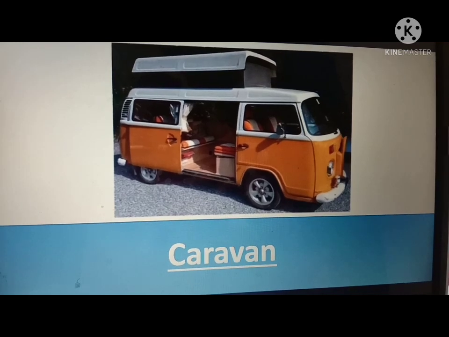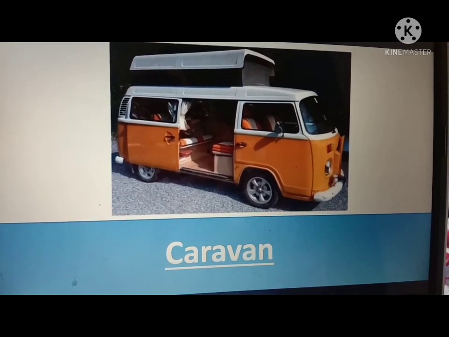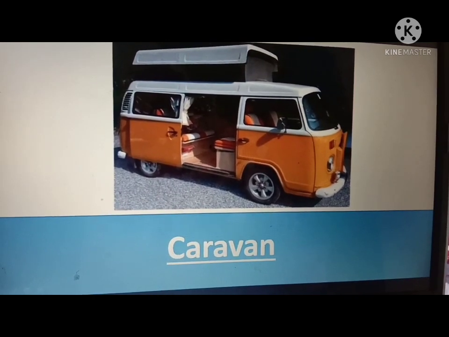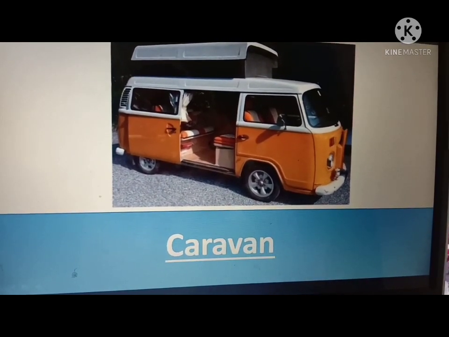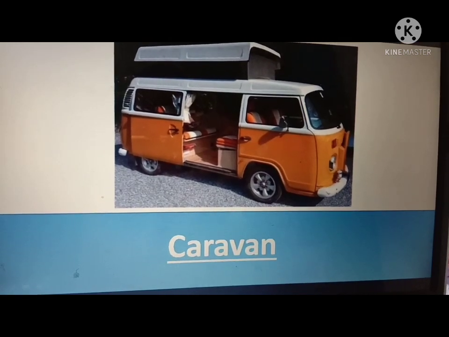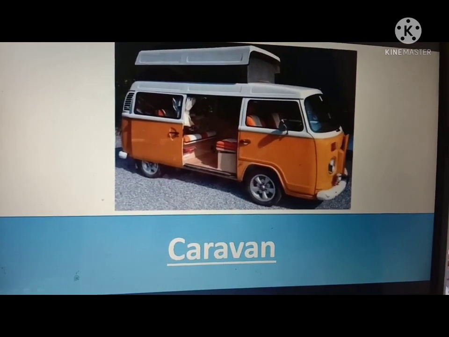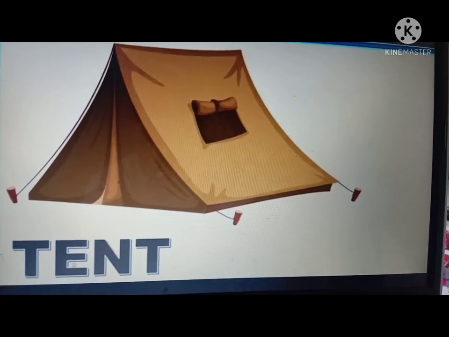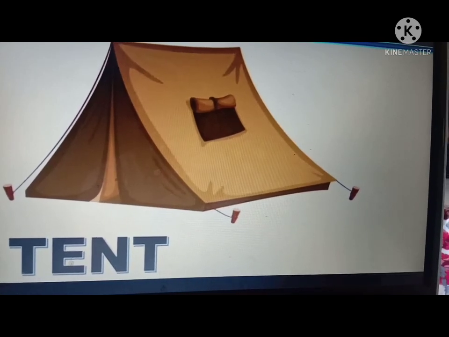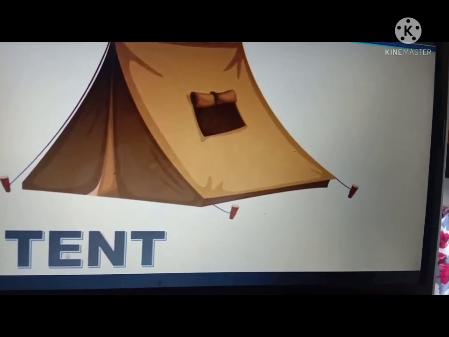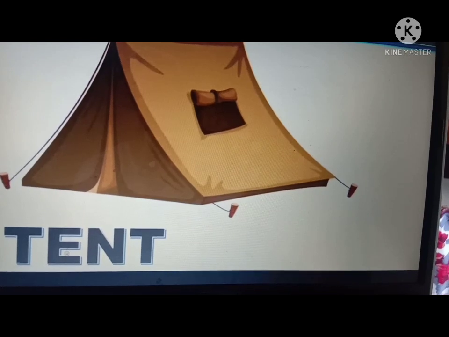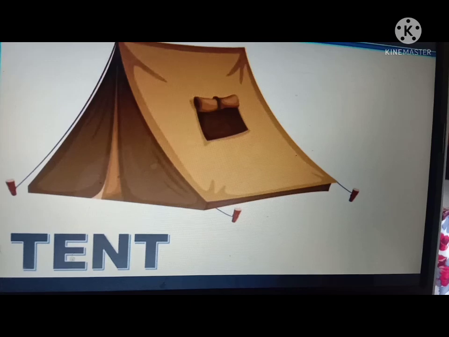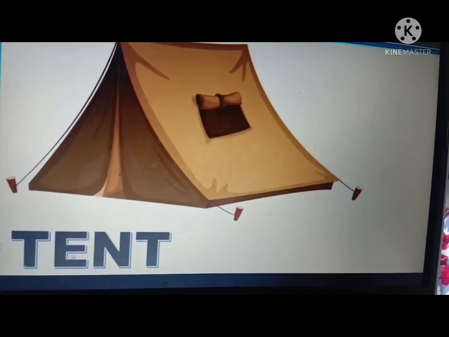Now children, this is the picture of a caravan, a moving house in the form of a vehicle made up of metal and we call it caravan. Next is a picture of a tent, and it is made up of canvas cloth held by poles and ropes, and it is a temporary house. It is an example of a temporary house.